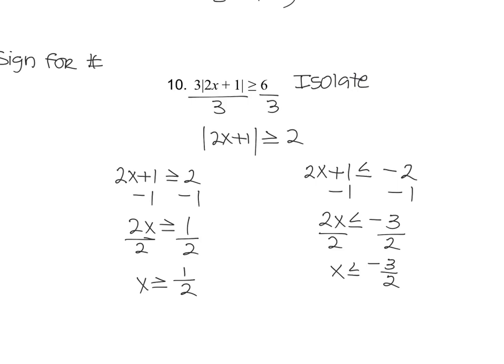So now I have to figure out if it's an "and" or an "or." My original inequality was greater than or equal to, so I know it's an "or," but if I try reading it as an "and," so a number that is greater than or equal to 1/2 and less than or equal to -3/2, doesn't work. So I know this has to be an "or," and I want to start with my less than or equal to inequality to solve.